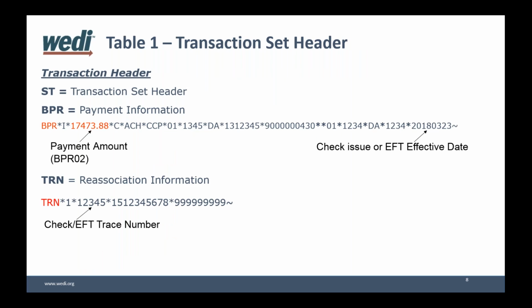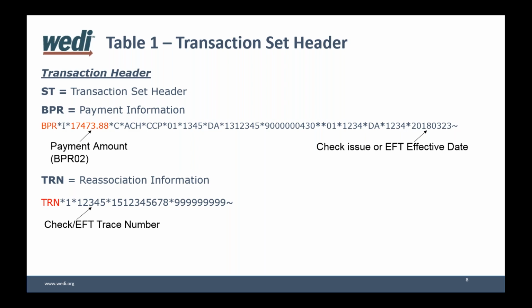So trying to break this down in a little more detail, I'm going to point out the different elements that are critical to balancing. And as you'll see in the next part of this presentation, you'll see how these numbers are used for balancing. So in the BPR segment, the payment information, the critical piece is BPR02, and that's your total payment amount. That will be the dollar amount that has to be balanced. That's what's deposited in the payee's account or sent in a check. That's the ultimate number that we need to balance to.